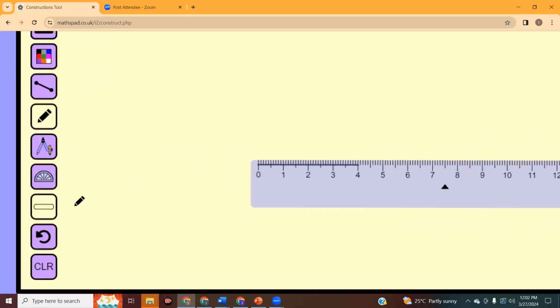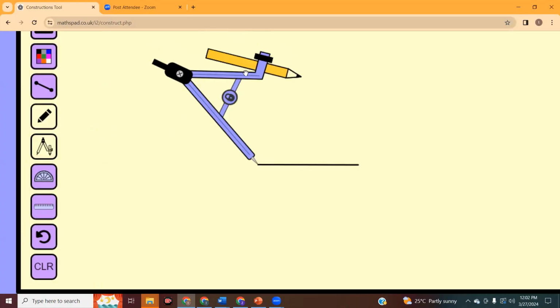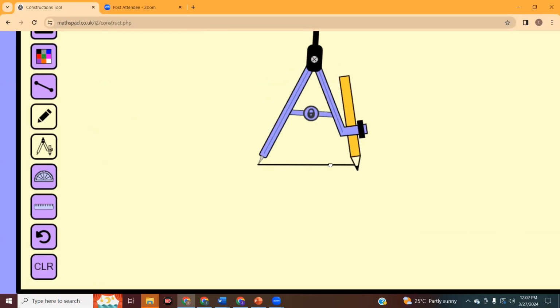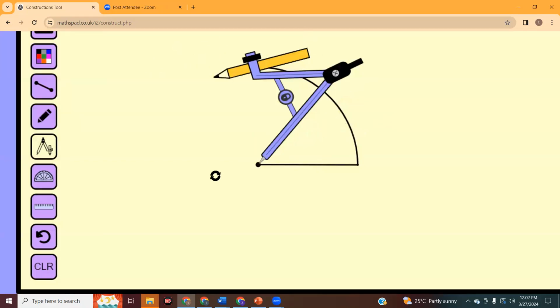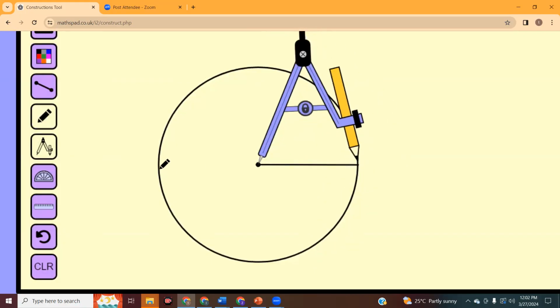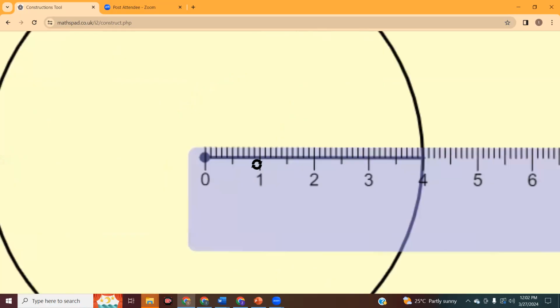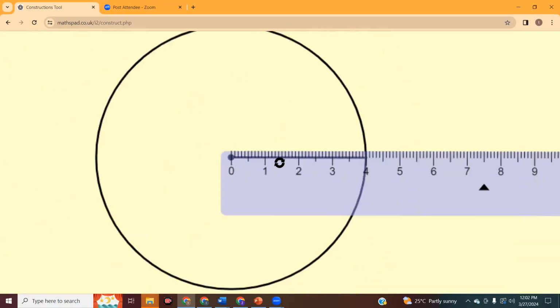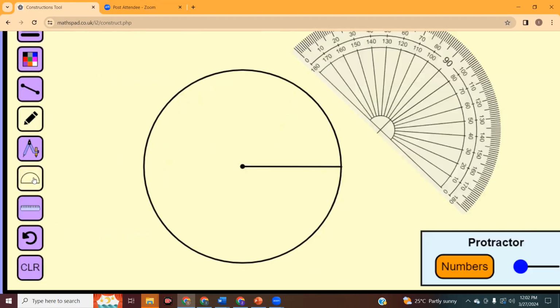But we have to construct a circle, so we get our compass and put it right here. We're going to draw a circle. And this circle measures 4 centimeters in terms of its radius. If you look carefully, our radius is 4 centimeters. Now we can go on and draw in the rest of the angles.